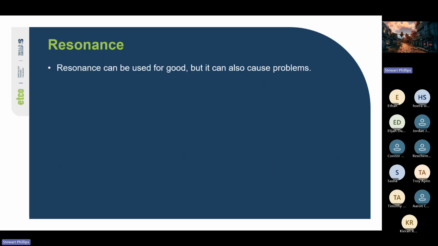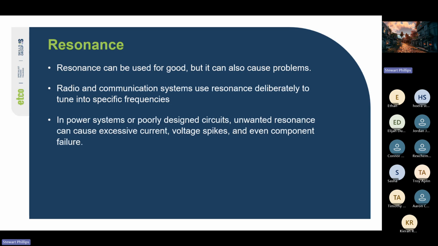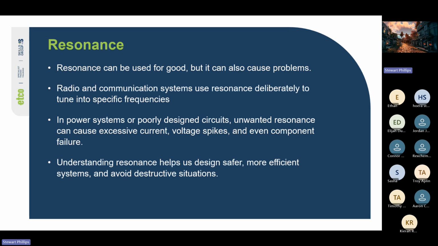So it can be useful, but it can also cause us a lot of problems. So in radio communication systems, we use resonance to deliberately tune into specific frequencies, selecting one signal while rejecting all the others. But in power systems or poorly designed circuits, unwanted resonance can cause excessive current, voltage spikes, and even component failure. So understanding resonance helps us design safer, more efficient systems and avoid destructive situations.